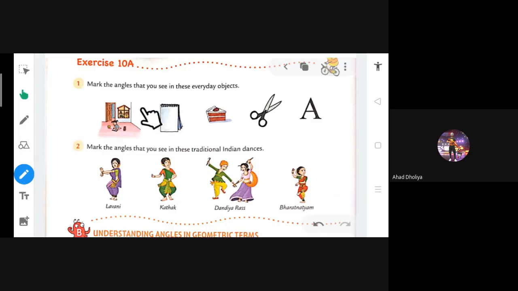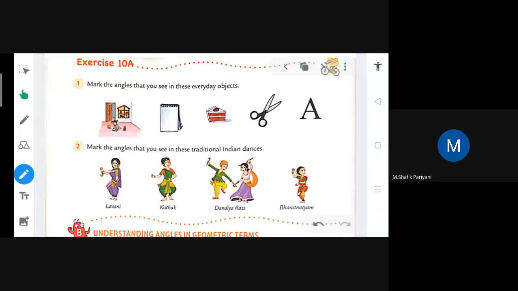In that object also I asked you only. Hello, ma'am. Ma'am, do we have to do it in the book or in the textbook? Ma'am, I don't have a textbook. Hello, ma'am. Ma'am, send the answers of lesson number 9.